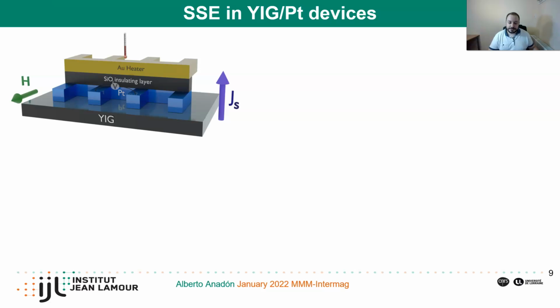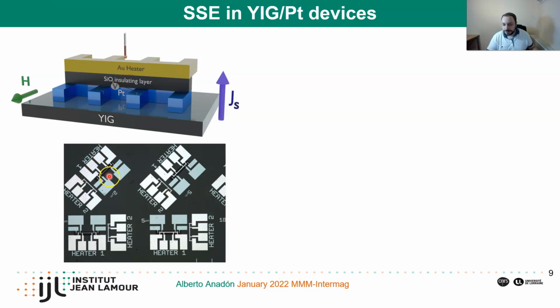So first, let's play with the YIG platinum system, which is the classic system in spin caloritronics. And what we are doing new here is we are preparing devices by photolithography to measure the thermospin voltage in a very controlled way, in which we can estimate all the parameters of the system. So this is how this looks.